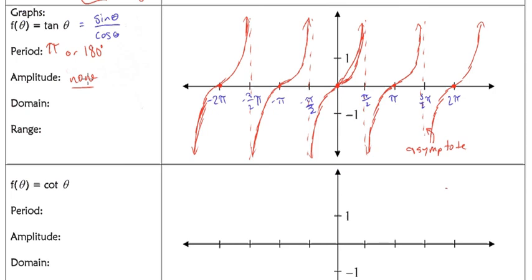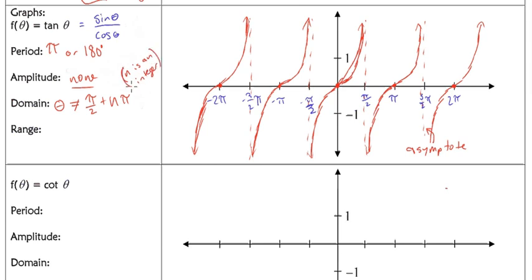Its domain. What x values can we plug in? Well, we can't plug in any x or theta values where theta equals 1/2 pi, and then adding, so it's the first one that can't be, and then n times pi, where n is an integer, either positive or negative.